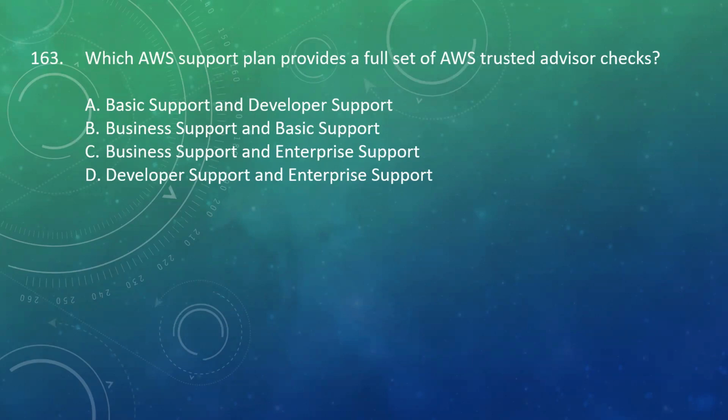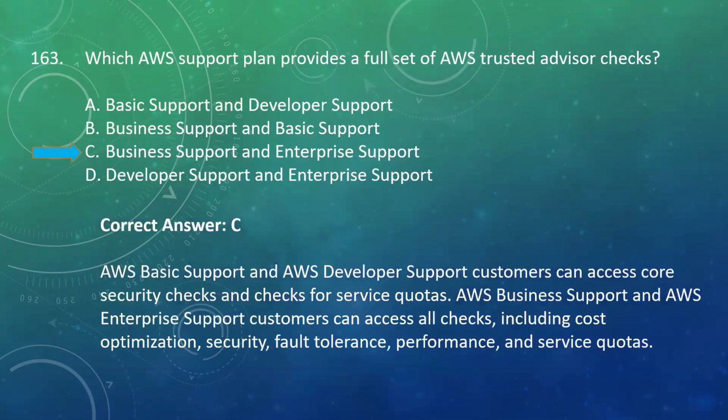And the correct answer here is option C, business support and enterprise support. Now, with AWS basic support and AWS developer support, customers can access core security checks and checks for service quotas. But with AWS business and enterprise supports, customers can access all checks, including cost optimization, security, fault tolerance, performance, and service quotas as well.